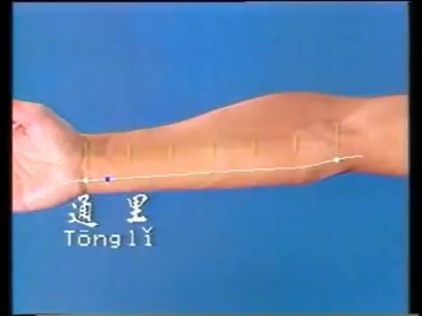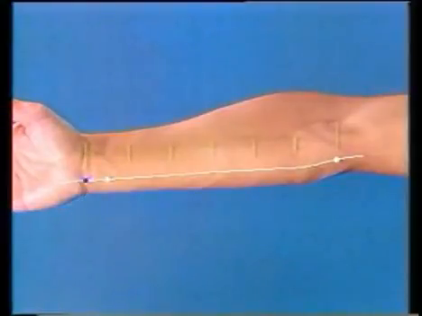Tongli, heart 5. On the palmar side of the forearm and on the radial side of the ulnar flexor muscle of the wrist, 1 cun proximal to Shenmen, heart 7. It is the Luo connecting point of the heart meridian. Indications: palpitation, dizziness, blurring of vision, aphasia with stiffness of the tongue. Puncture 0.3 to 0.5 cun. Apply 2 to 3 moxicones or 10 to 20 minutes moxibustion.